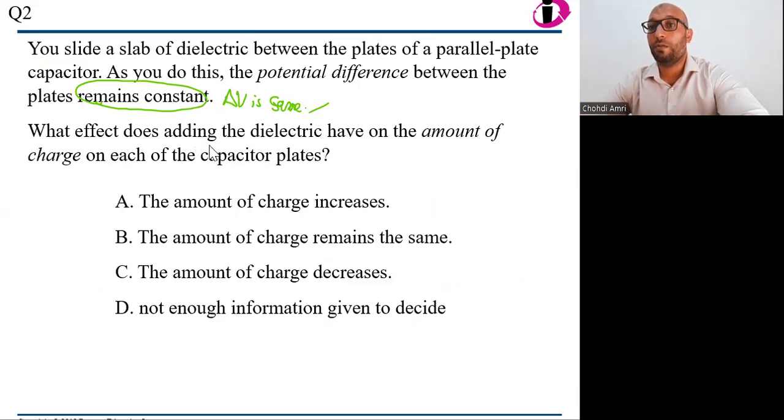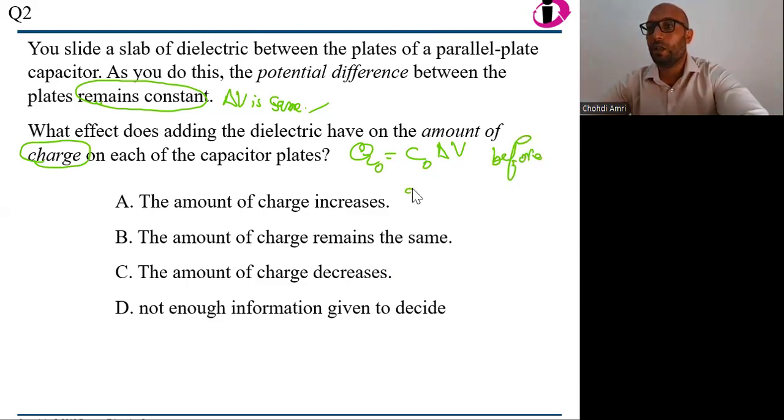What is the effect of the dielectric on the charge? As you know, the charge equals C delta V. Let's say this is C naught, Q naught. This is before.